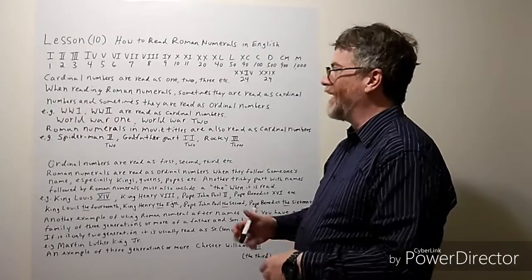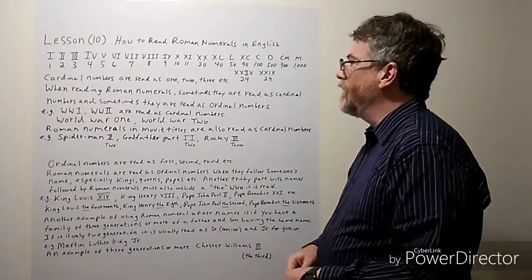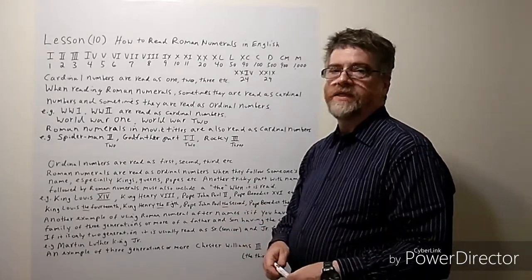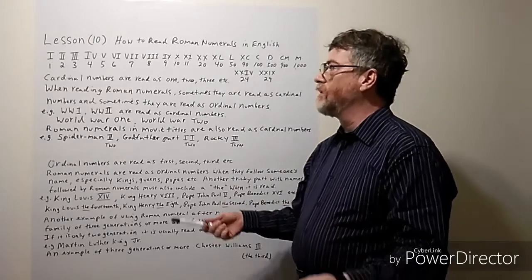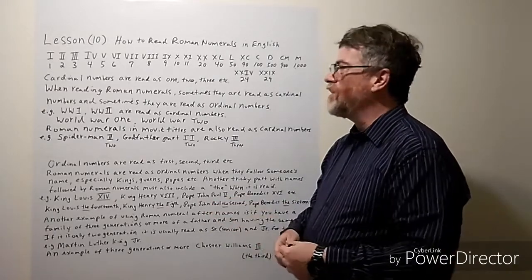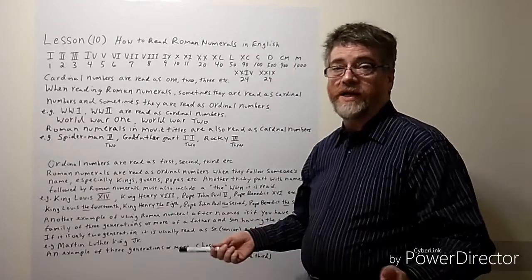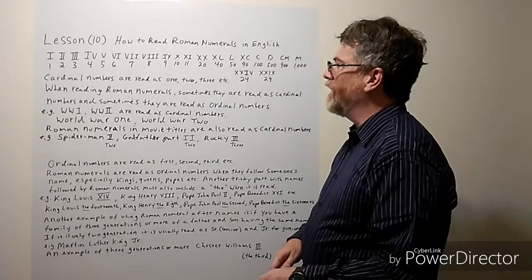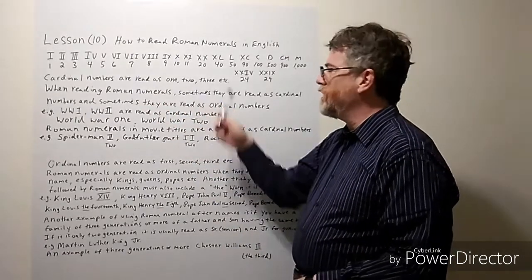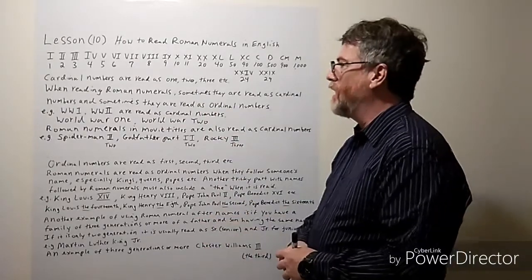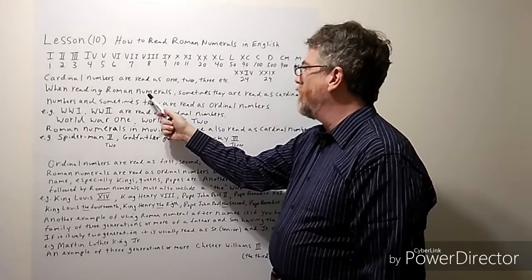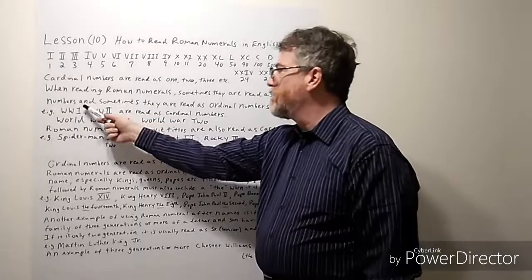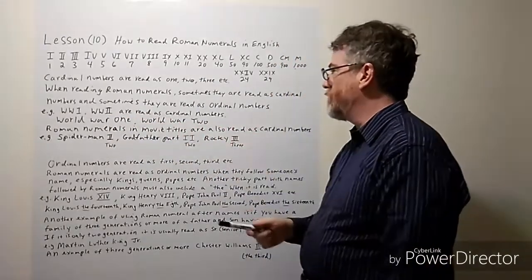All right, so let's quickly review how you read them. First, let's distinguish. Even native speakers sometimes need to be reminded of the difference between cardinal numbers and ordinal numbers. We learn them in school, in first grade, second grade, and a lot of people forget what they learned then. So cardinal numbers are read as 1, 2, 3, 4, 5, 6. Those are the normal ones. So when reading Roman numerals, I'm going to repeat this point, sometimes they are read as cardinal numbers and sometimes they are read as ordinal numbers.